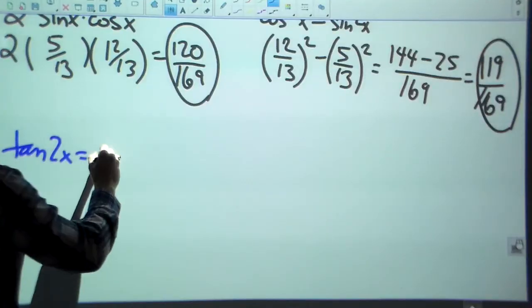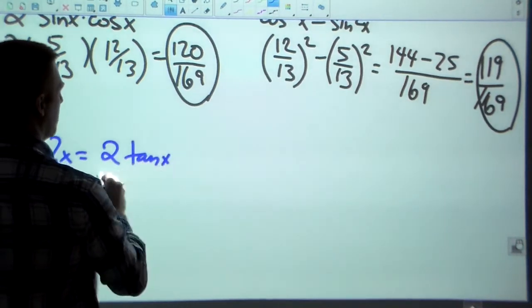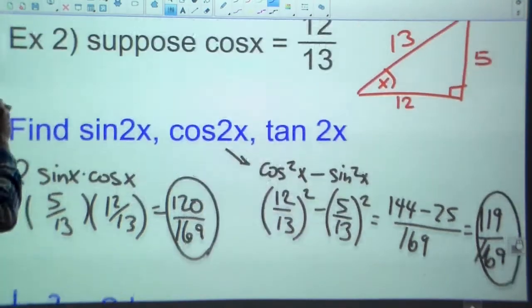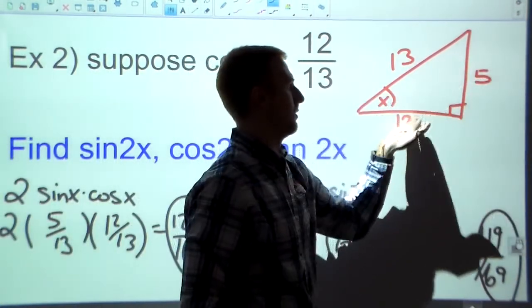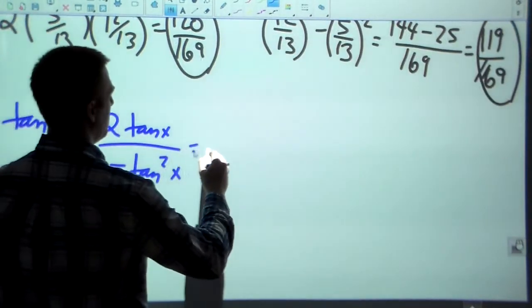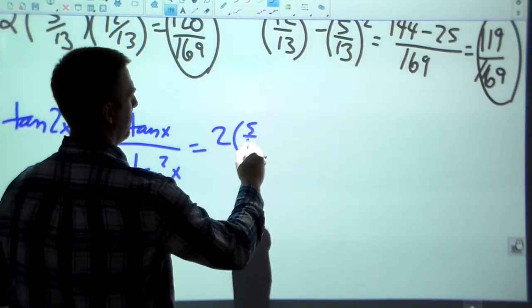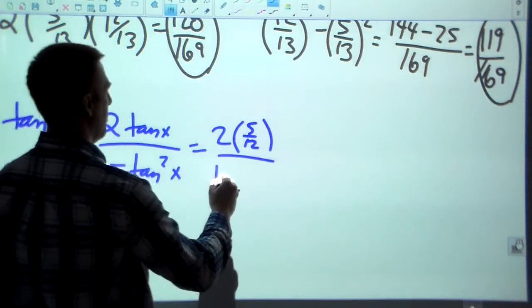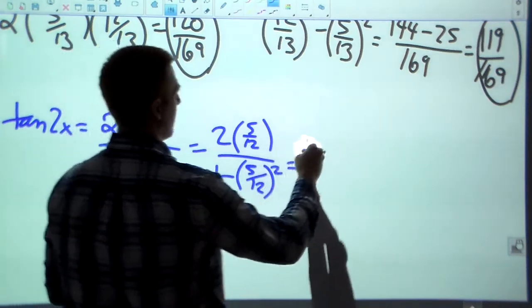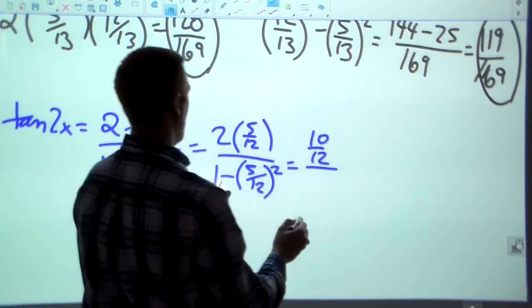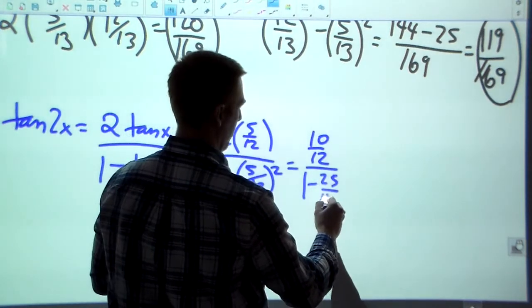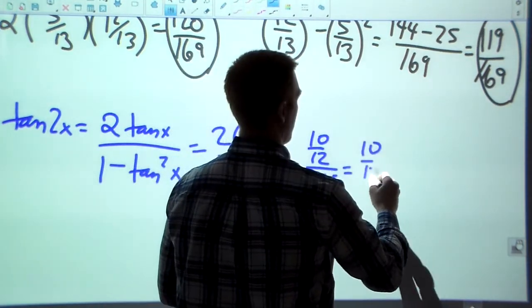So tangent of 2x is going to be 2 tangent x over 1 minus tangent squared x. If we reference a triangle again, tangent would be opposite over adjacent, so 5/12. So remember that as we go through here. So 2 times tangent of x, which is 5/12, over 1 minus 5/12 squared. So that's going to be 10/12 over 1 minus 25/144. So 10/12 on top.